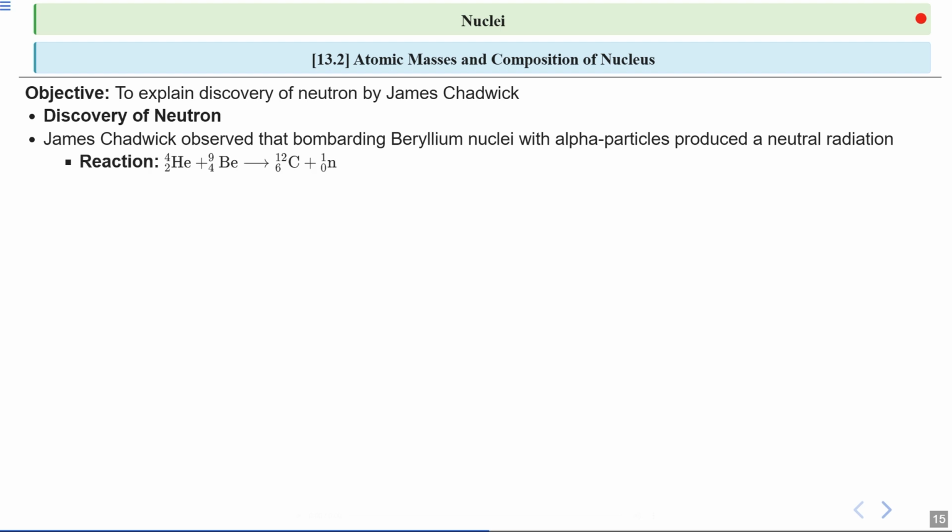So what was the reaction of the experiment of James Chadwick? That is, he bombarded the beryllium-9-4 nuclei with the alpha particle, that is helium nuclei, so He-4-2. So this reaction gives carbon-12-6 plus 1 neutron.